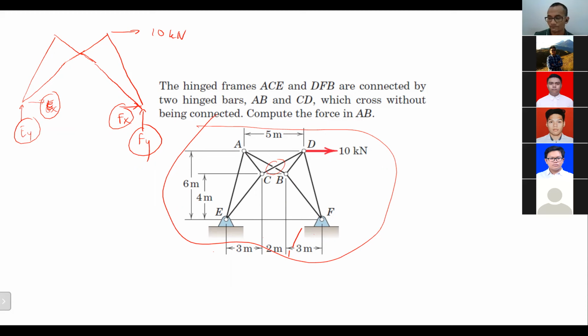Yes, of course. How many equilibrium equations do we have in one free body diagram? Three, Pak. Okay, sigma Fx equals 0, sigma Fy equals 0, and sigma moment equals 0. Can we solve four unknowns with only three equations? I think so. You think so? How come?